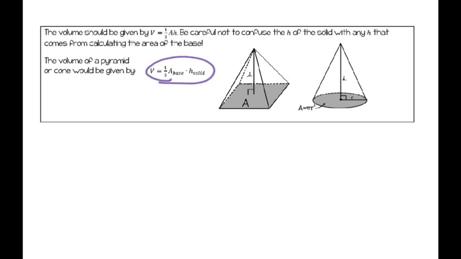So if you just think about it as being volume is equal to 1/3 for a pyramid or a cone, the area of the base times the height, and then whatever the base is, that's going to change your formula depending on if you're talking about a square pyramid or a circular cone or something else.